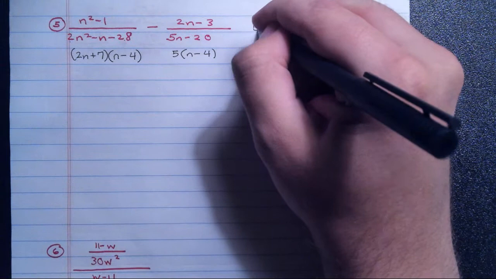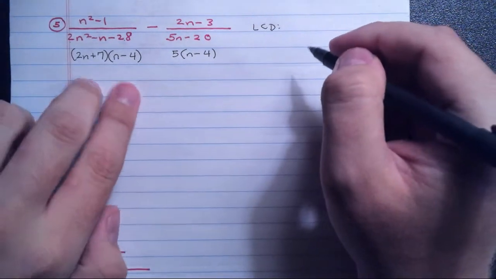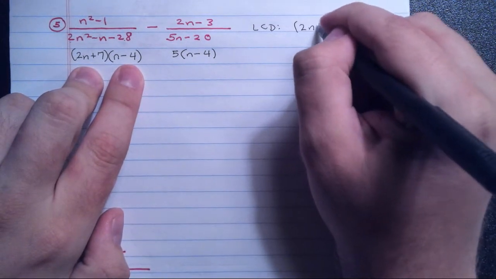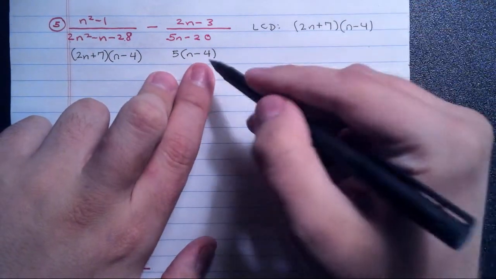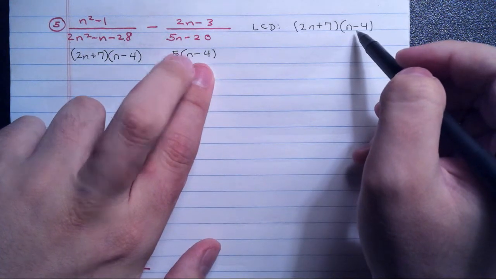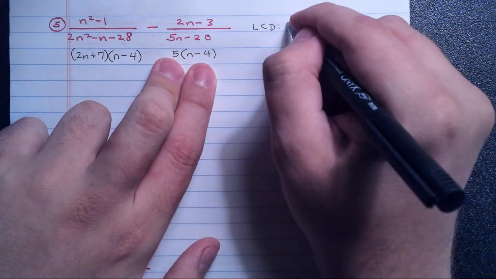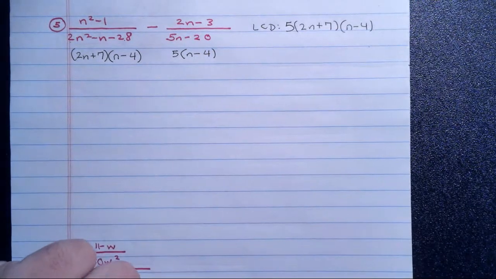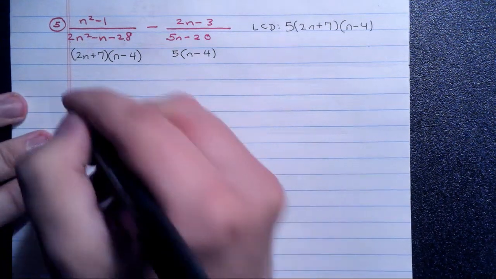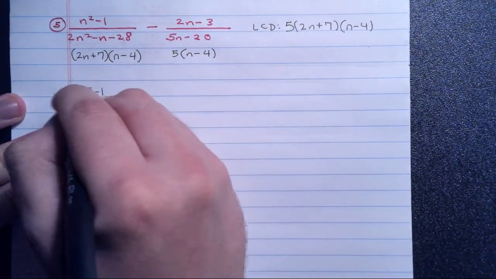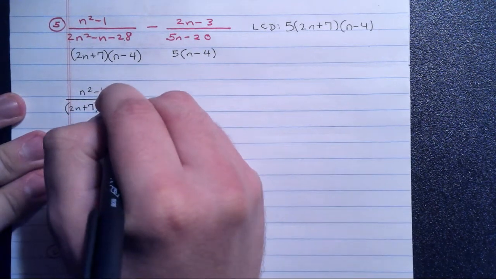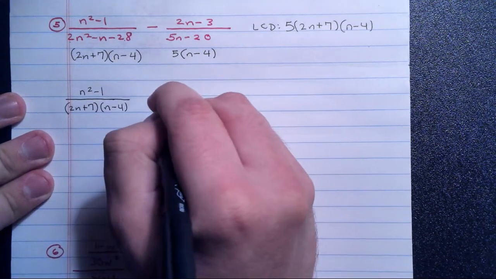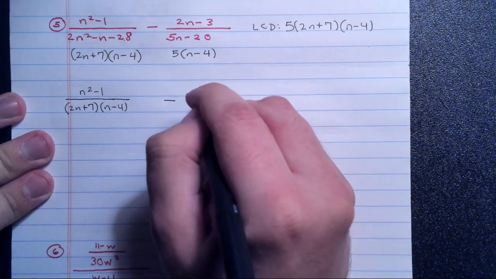When I figure out my least common denominator then, well, I look at my first denominator. I need both of these factors. I look at my second denominator. Well, I already have n minus 4 taken care of. But now I have this 5. So 5 needs to be part of my least common denominator. So what I'm going to do, again, is rewrite this. Leave myself a little bit of room to multiply in a missing factor.